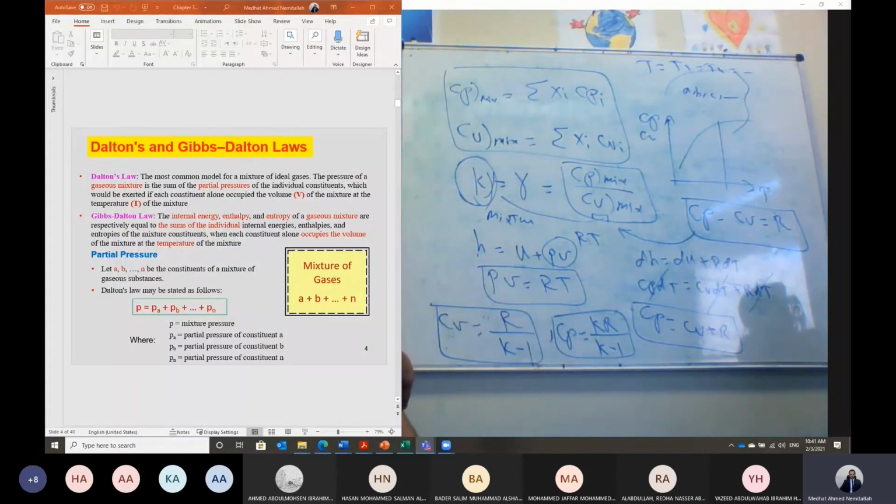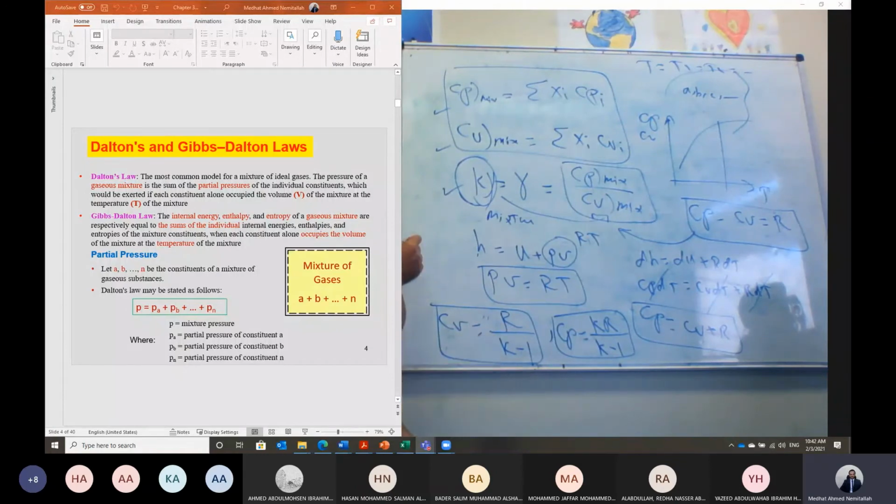So for a given mixture, we can calculate Cp for the mixture, we can calculate also Cv, and we can calculate the specific heat ratio, which is Cp divided by Cv. Okay? But it is not equal to the summation of Cpi divided by Cvi for each component. No, I have to calculate Cp for the mixture divided by Cv.